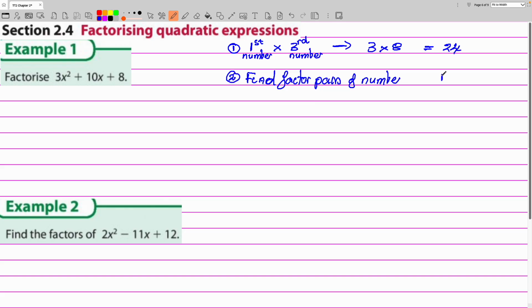So, what are the factor pairs of 24? 1 and 24. Must do them in order of size. 2 and 12. 3 and 8. Use a calculator if you have to. Does 4 go in? 6. Does 5 go in? No. Does 6 go in? I don't need to do it.